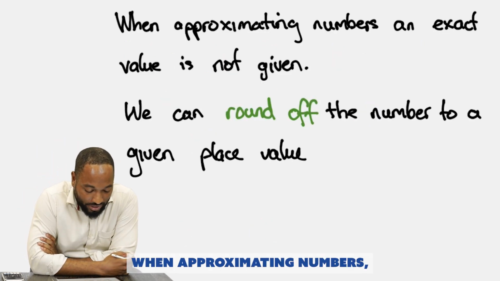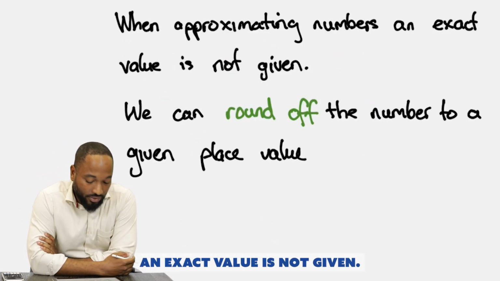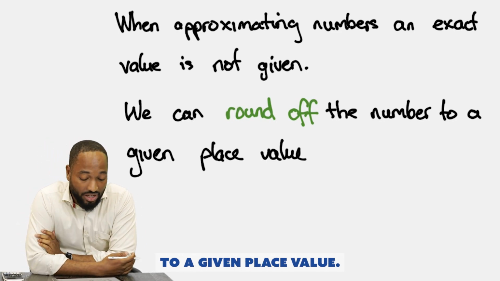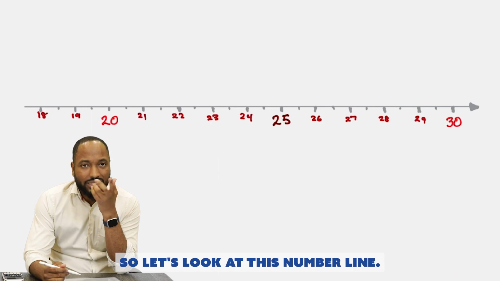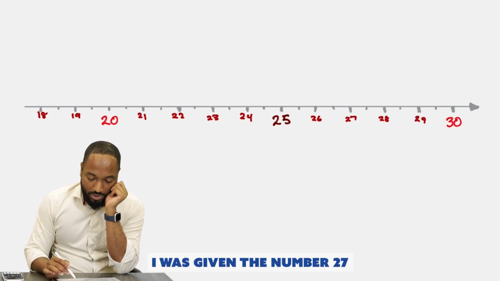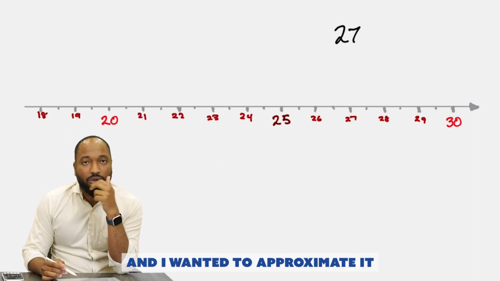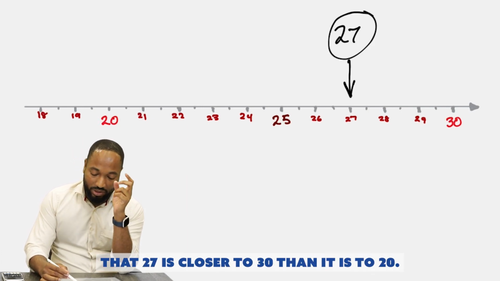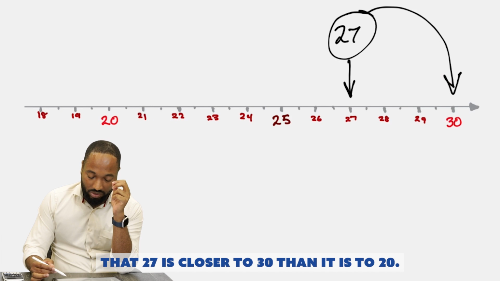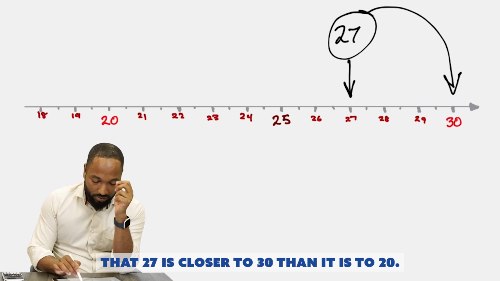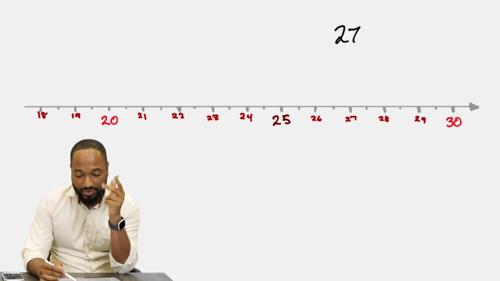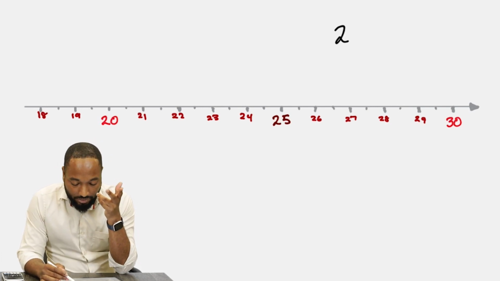When approximating numbers and an exact value is not given, we can round off the number to a given place value. So let's look at this number line. Suppose I was given the number 27 and I wanted to approximate it to the nearest 10. We can see on the number line that 27 is closer to 30 than it is to 20. So 27 approximated to the nearest 10 is 30.